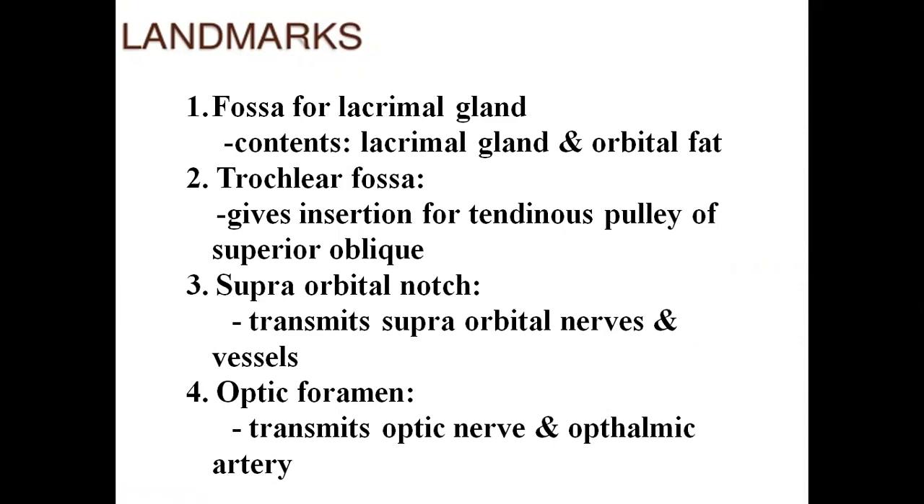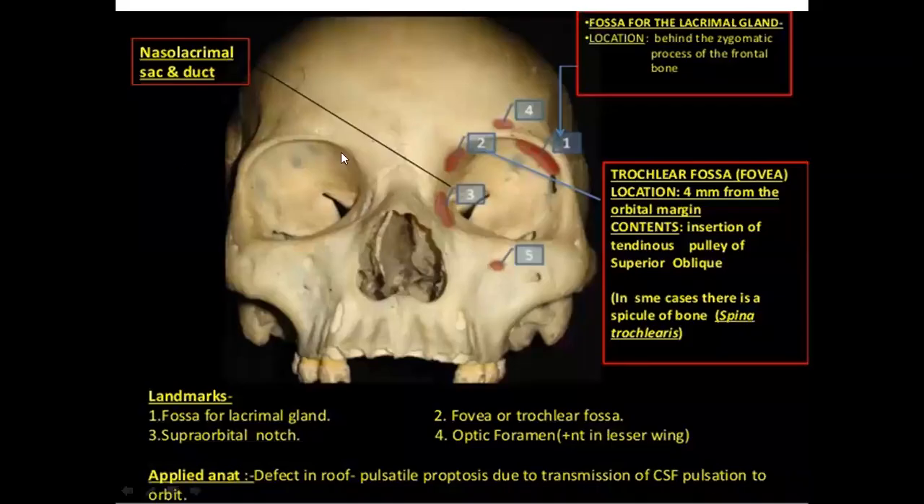Now we will see this in the diagram. Number one, the first landmark, is the fossa for the lacrimal gland, which is present on the anterolateral part of the roof of the orbital cavity and contains the lacrimal gland and the orbital fat. The second one is the trochlear spine, which is present over the anteromedial angle of the roof of the orbital cavity and gives insertion for the pulley of the superior oblique muscle.